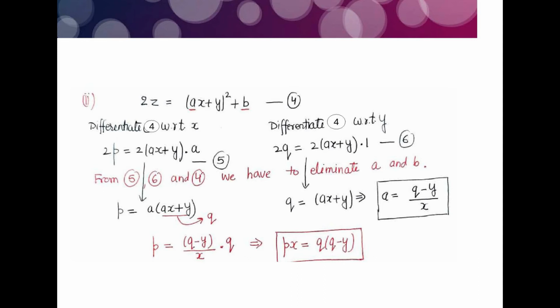So I am calculating a from equation number 6. A is q minus y divided by x. Substitute the value of a in equation number 5. Simplify this. Finally, we have partial differential equation px equal to q times q minus y.